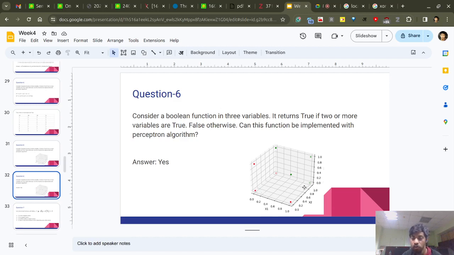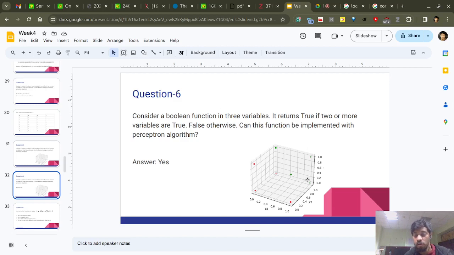Okay, sir. So this is 0 0 0, and 0 0 0 is false, it is red. This is 1 0 0, also red. This is 0 1 0, also false. And 0 0 1 is also false, but the others are true, and we can separate them. So is it clear to everyone?